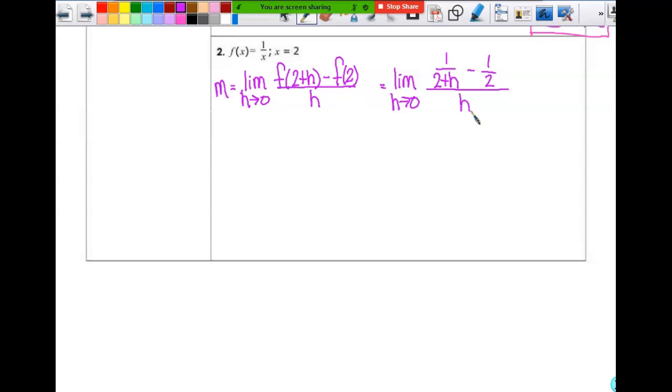I need to get a common denominator in the numerator. This is something you have to be able to do without hesitation. We've done this a ton, and you cannot just try and block fractions out of your mind. This is equal to the limit as h approaches 0 of, all right, so my common denominator in the numerator is going to be 2 times 2 plus h, which means this numerator becomes 2, and I have minus, this numerator becomes 2 plus h, all over h.